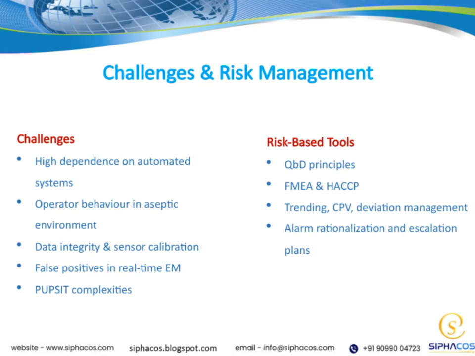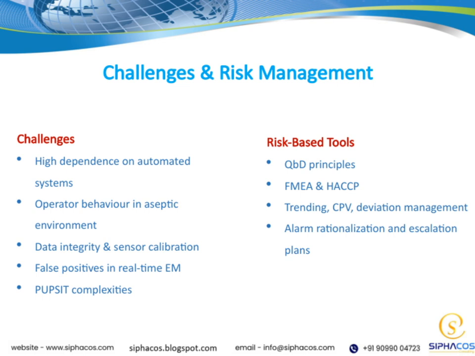Let's take a closer look at some of the key risk-based tools we use to ensure quality and compliance. First, we have QbD principles, which focus on designing quality into the process from the start, rather than relying solely on in-product testing. This proactive approach helps us identify and mitigate risks early on. Next, tools like FMEA and HACCP are essential for systematically analyzing potential failure modes and critical control points, allowing us to prevent issues before they occur.